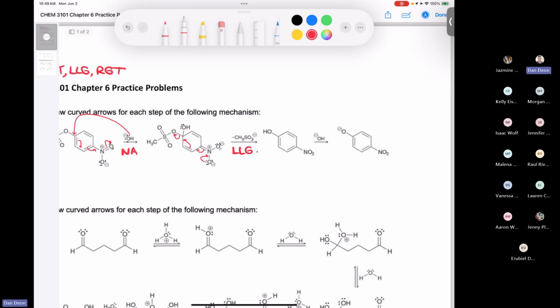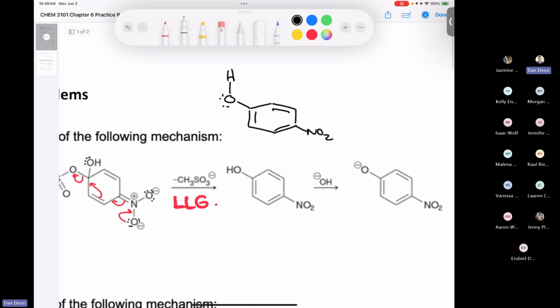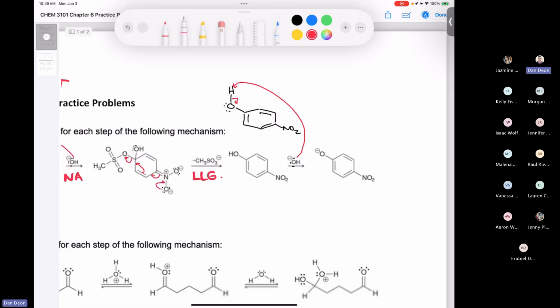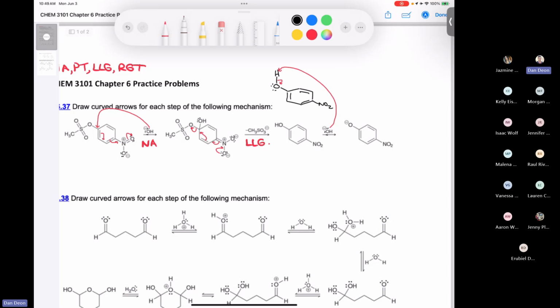Then the last one is kind of annoying because they didn't draw this bond explicitly. You actually need that bond. So I'm going to redraw this molecule. So I'll redraw it like this. Here's my nitro group. Here's my alcohol. And so the last step is going to be a proton transfer, where the hydroxide now is not functioning as a nucleophile, but as a base. So it's going to pick up this proton, and you're going to end up with what we call a phenoxide, this thing here.